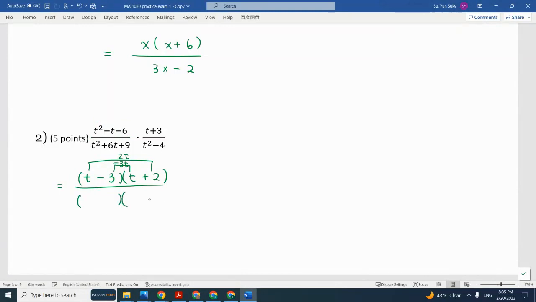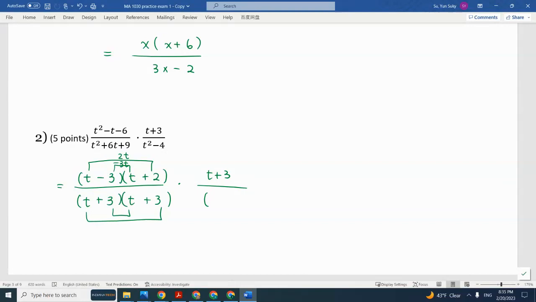And then the denominator. Well, denominator, we have t and t. 9, it could be 1 and 9 or 3 and 3. But looks like 3 and 3 will work because 3t and 3t, add them up together, you get 6t. And then multiply by t plus 3 and t squared minus 4.